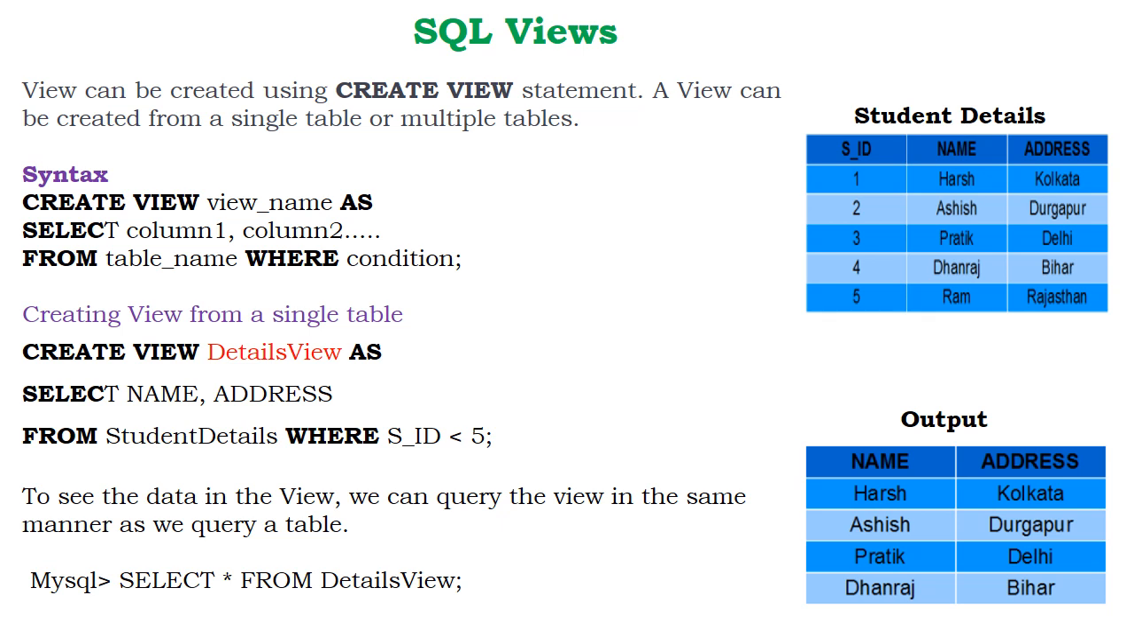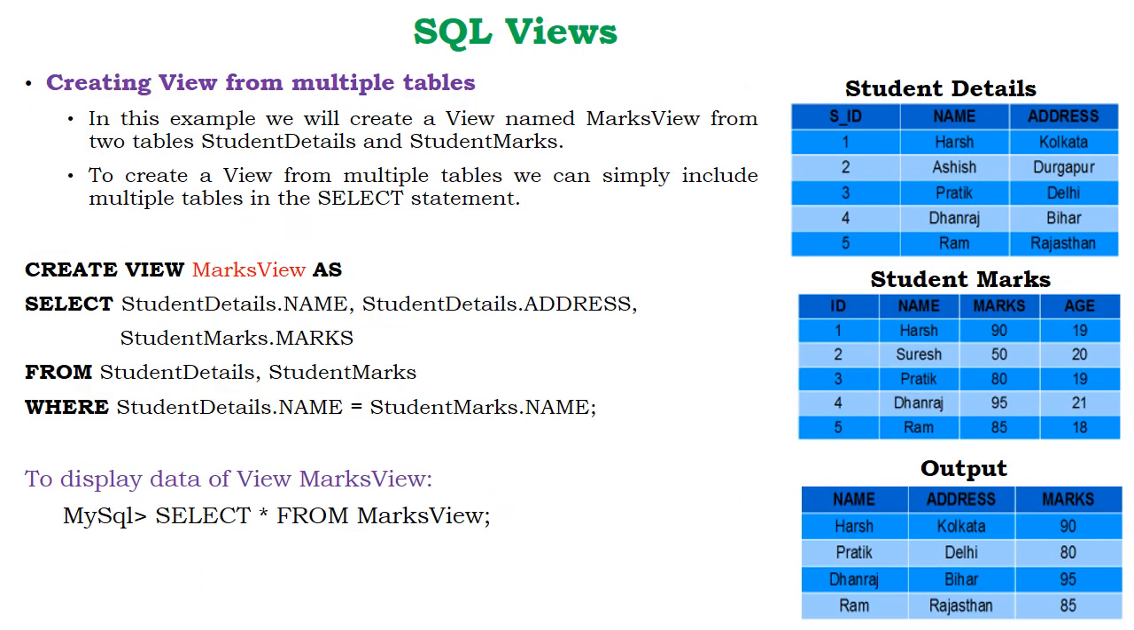If you want to see the records, then we write the query as: select star from detail view. Then it will display the records.